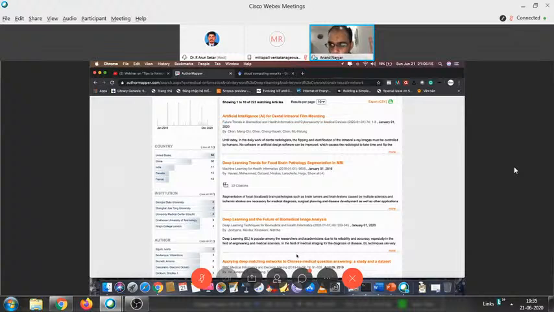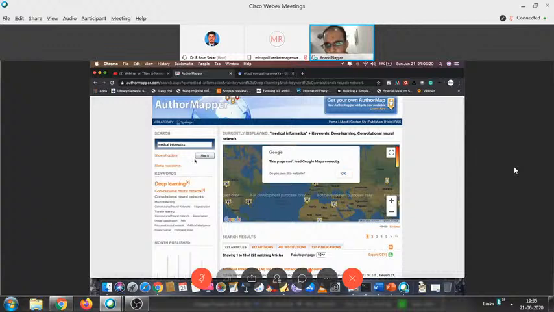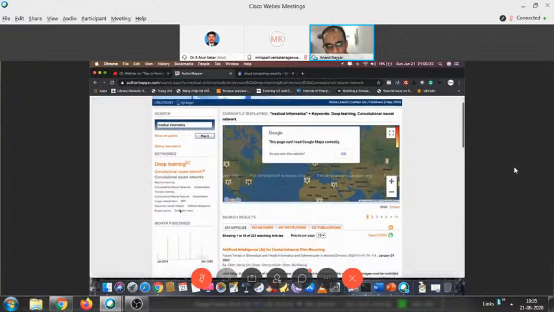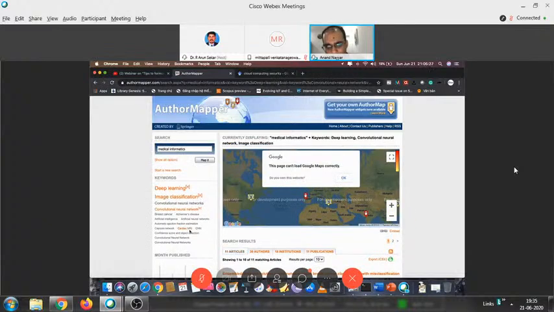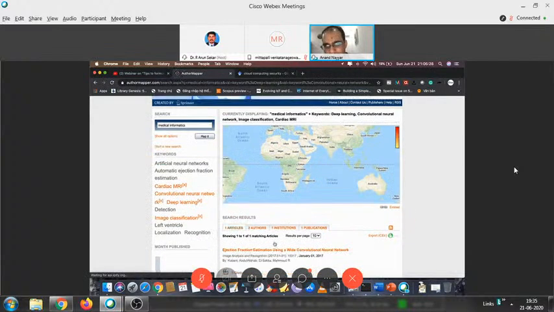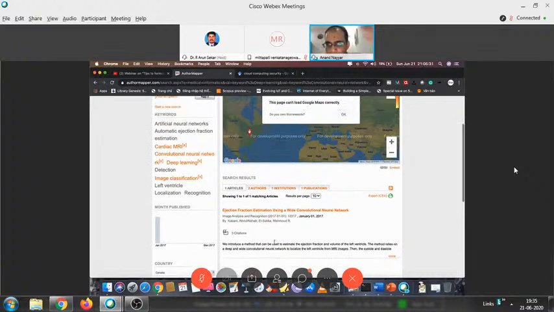You don't have to go for any Google search or searching keywords. Just type what you're doing, select the sub keywords, and you can see I can even go for image classification. Again, I can go for MRI, cardiac MRI. You can see that this is making the papers better, better, and better, and all the papers are from original journals, no predatory journals. So that's how you can improve your literature review.